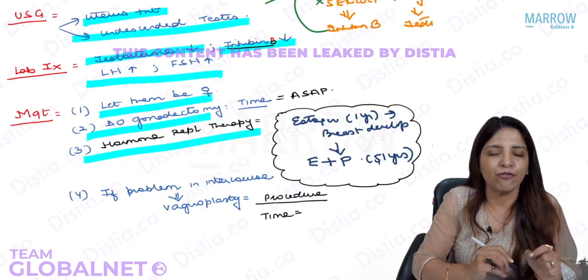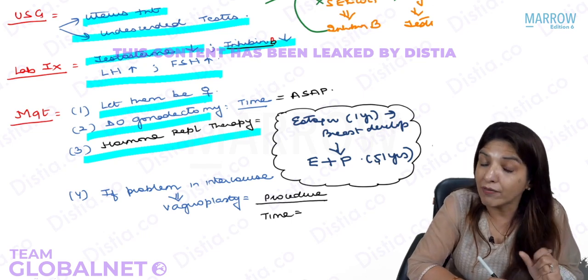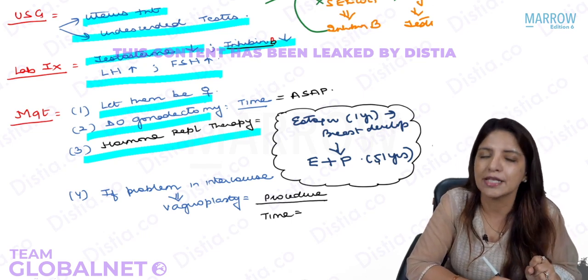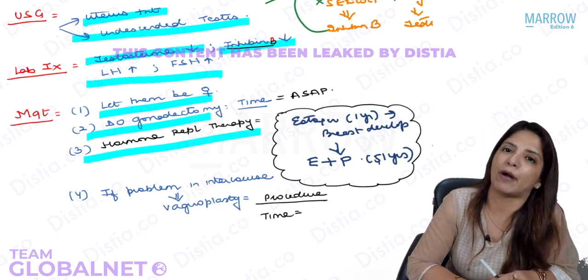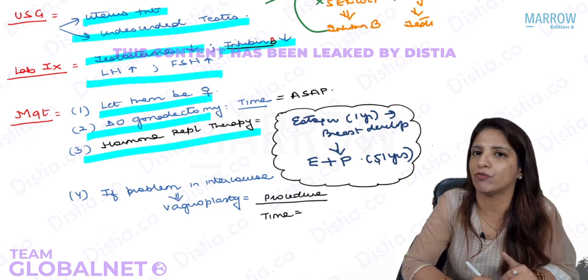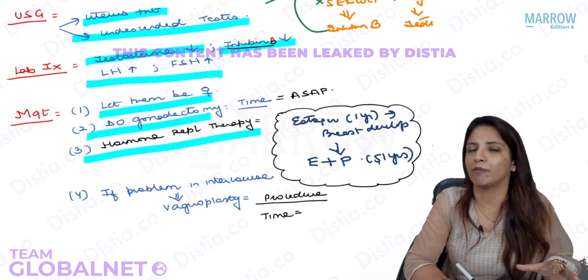Right? Now, if these females have a problem in intercourse. Why will they have a problem in intercourse? Because they have Mullerian duct, and Mullerian duct forms only the upper part of the vagina, whereas the lower part of the vagina is formed by the urogenital sinus. So they may have problems in intercourse.